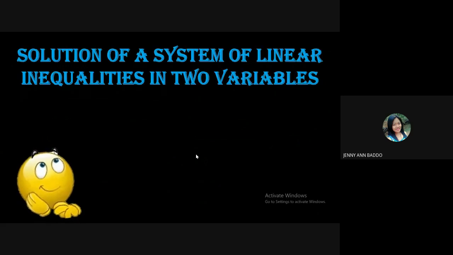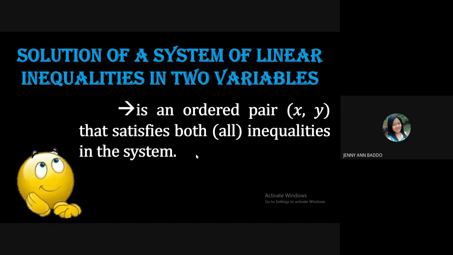Let us have now the solution of a system of linear inequalities in two variables. Its solution is an ordered pair (x, y) that satisfies both or all inequalities in the system. So like systems of linear equation and linear inequalities, the solution also of a system of linear inequalities are all ordered pairs that satisfy all the given inequalities.